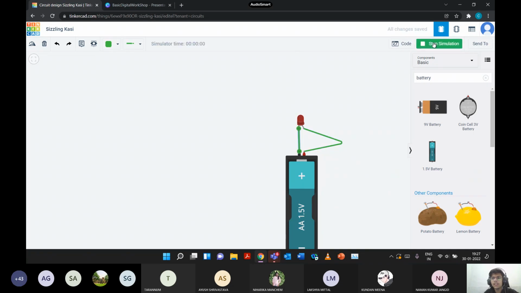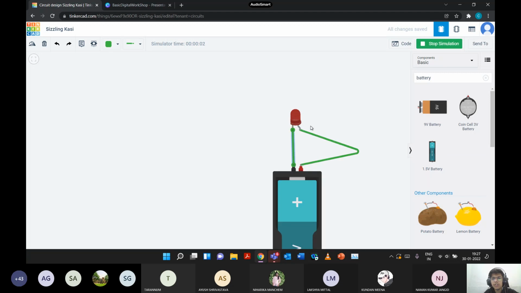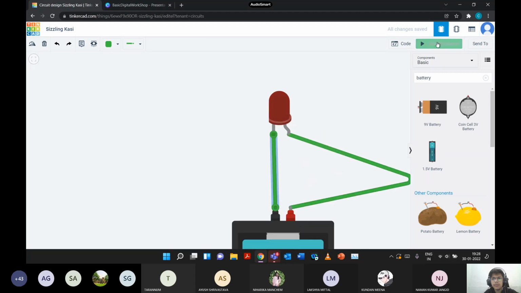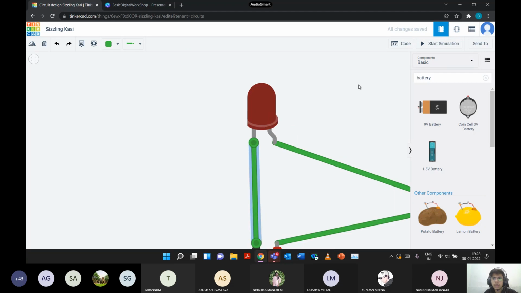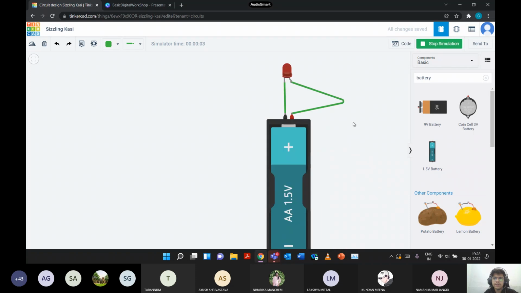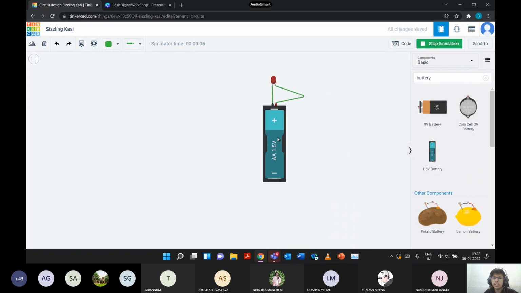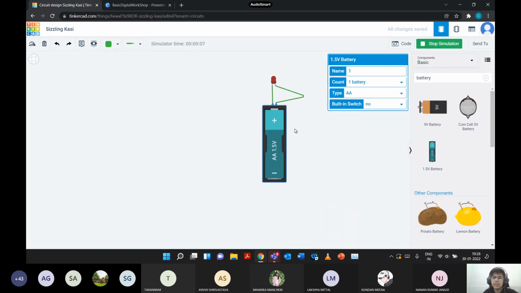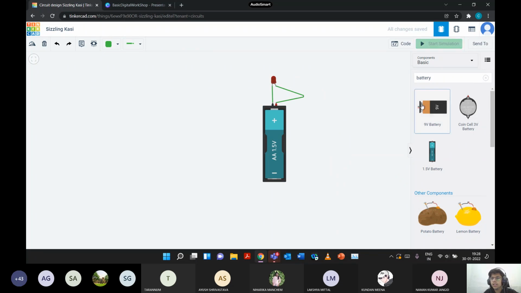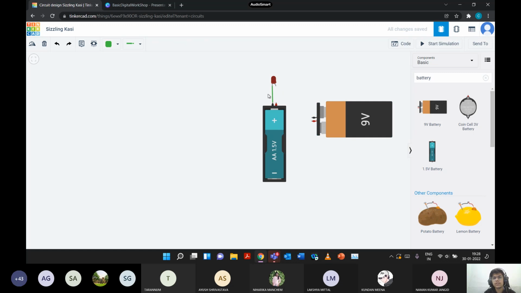I will start the simulation. You can see it's glowing very dim. I stopped the simulation so you can see how it looks when it's off. So it glows, but it's very dim. So I will connect some other battery with a larger voltage. I'll take the 9 volts one. The positive one goes to the positive.